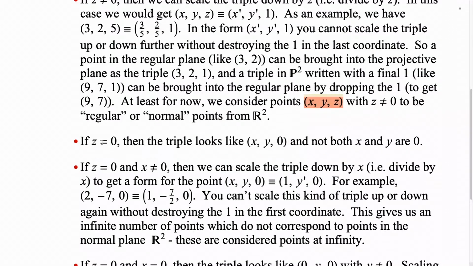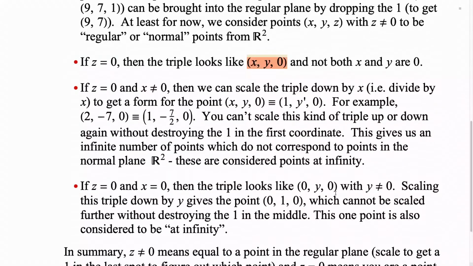Now, what if z is 0? Well, if z is 0, then the triple itself is going to look like x, y, and 0. And because we're not allowed to have an all-0 triple, that means not both x and y can be 0. Breaking this into cases, if z is equal to 0 but x is not, then we could take that triple and scale it down by a factor of x, or if you like, divide through by x, to get a form for the point which, starting with x, y, 0, becomes 1, y prime, and 0. Dividing by x can't change the 0, but probably changes the number in the middle.